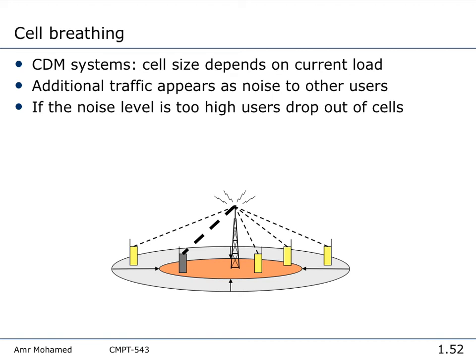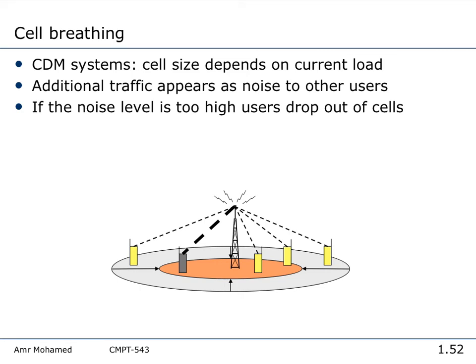So in that case, the additional traffic on the other cells will appear as noise. If the noise level is too high, users drop out. So that's when I need to do the cell zooming or the cell breathing. I need to reduce the coverage of one, because sometimes I do the cell breathing to reduce the inter-cell interference. If I use this long range, sometimes the interference with the neighboring cells will be higher.